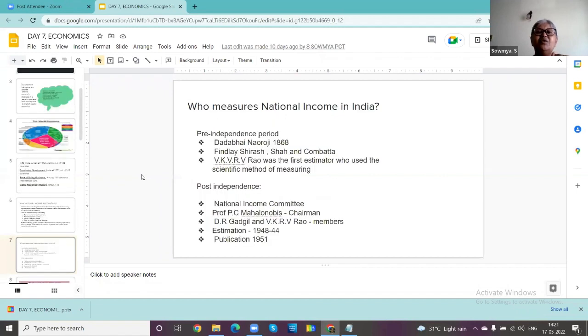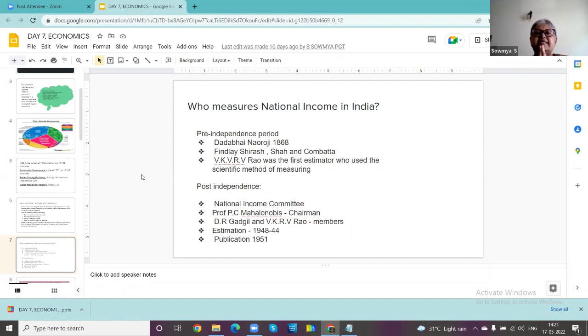Coming on to the Indian scenario, here again we can do a wonderful linking. In Indian economic development, in the first 2 lessons we teach them that Dadabhai Naoroji, Findlay Shirras, B.K.R.V. Rao, all these people made individual attempts to study the national income. Then after independence, we had the Planning Commission, of course at the head of P.C. Mahalanobis. Then, of course, Gadgil was there, and B.K.R.V. Rao, they were the members.